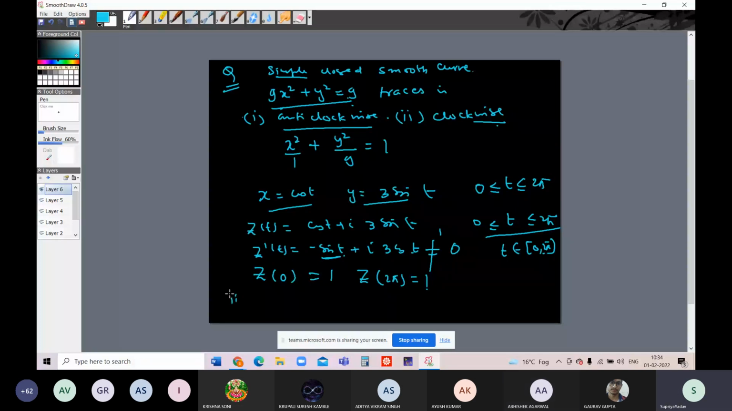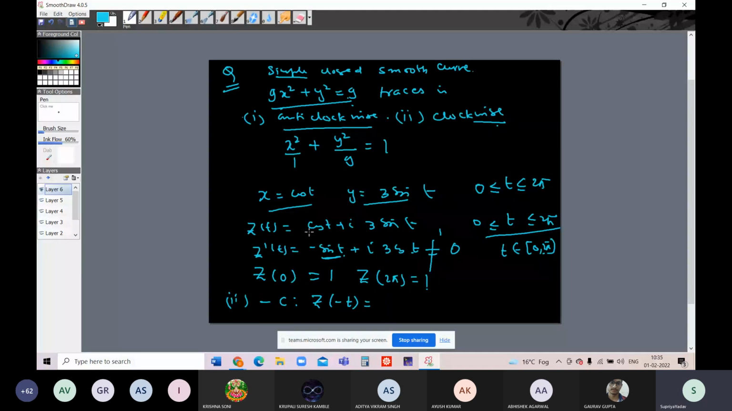Now we have to find the parametric representation for the same curve, but the direction is opposite, it is clockwise. So you know that for the reverse curve we denote it by C with a dot, and it will be z(-t). So z(t) is cos t plus i sin t, so z(-t) will be, in place of t, we substitute minus t.